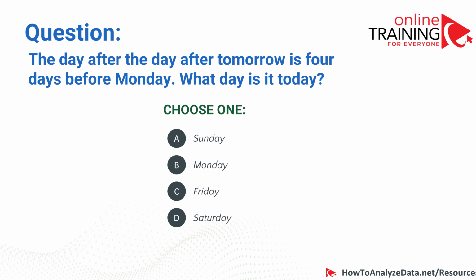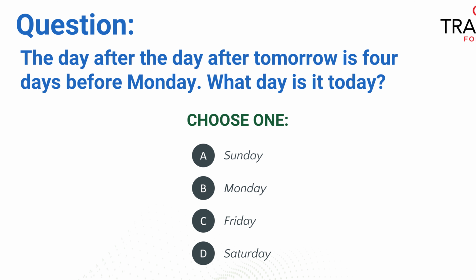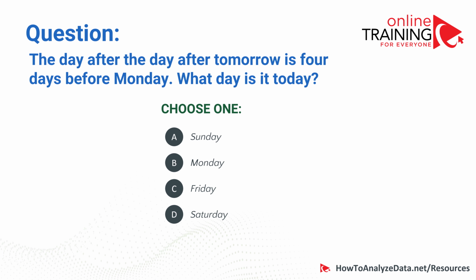Again, most of the time you have to use reverse method to get to the right answer. And the reverse method tells us that 4 days before Monday is Thursday, and day before Thursday is Tuesday. If tomorrow is Tuesday, today is Monday. So the correct answer is B, Monday. Hopefully you've got this one right.